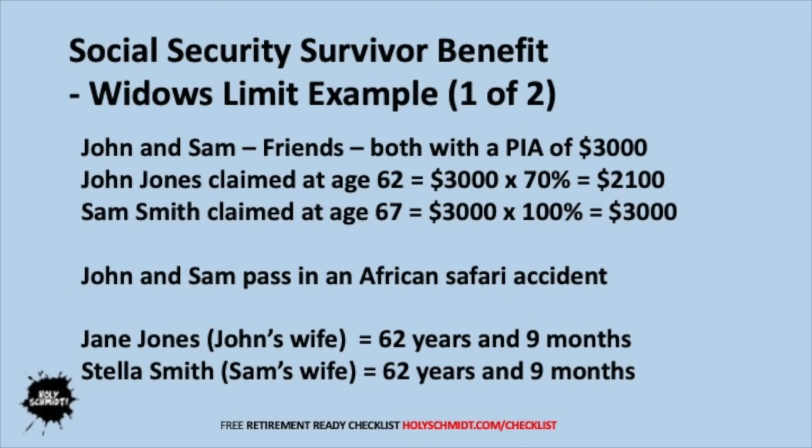Now let's assume that John and Sam go on an African safari and disappear forever, never to be found again. John's wife Jane is age 62 and 9 months, and Sam's wife Stella is also age 62 and 9 months. Which one gets the higher Social Security payment? Well, if you look at the widow's limit, Jane gets 82.5% of the primary insurance amount. Stella gets 82.5% of Sam's payment.